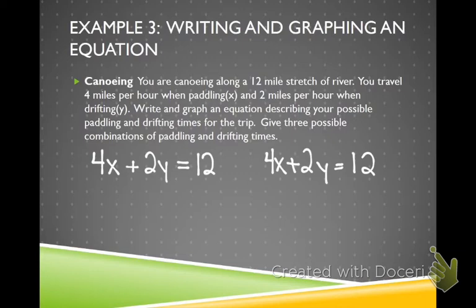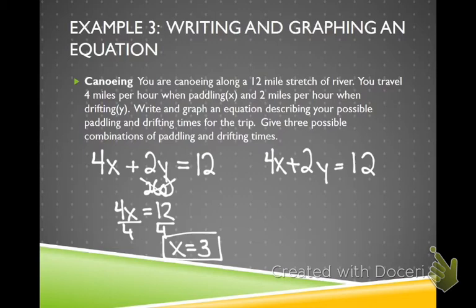All right, so 4x plus 2y equals 12. If I'm solving for x, what do I substitute for y? 0. So 4x equals 12, x equals 3. And as an ordered pair, that would be 3, 0. If I'm solving for y, what do I substitute for x?